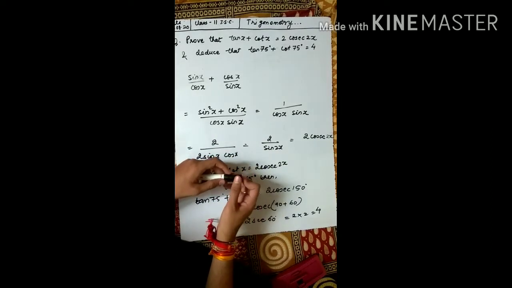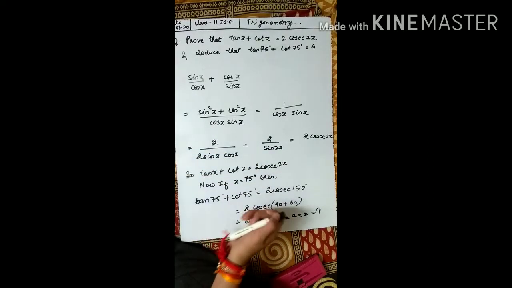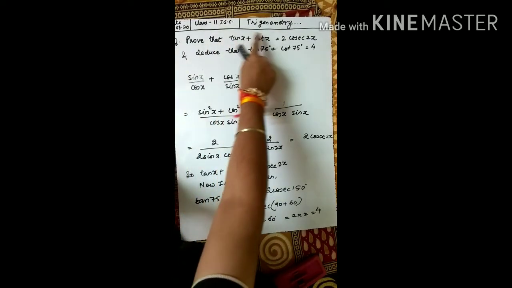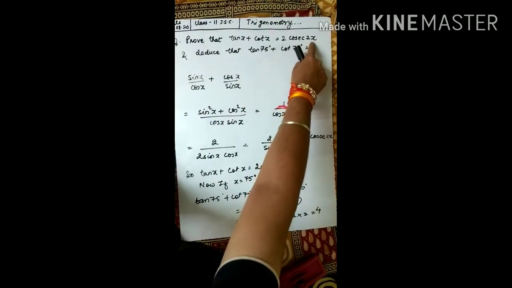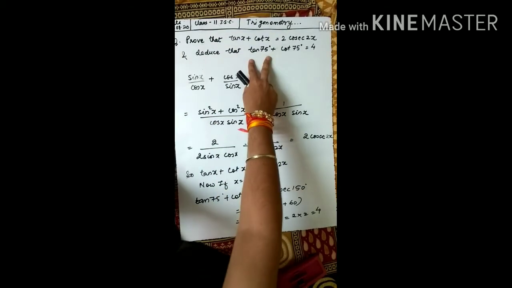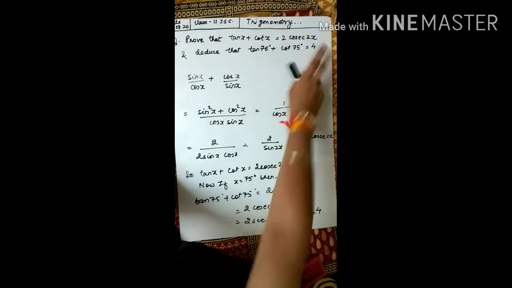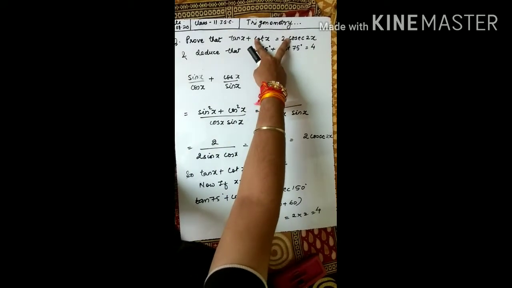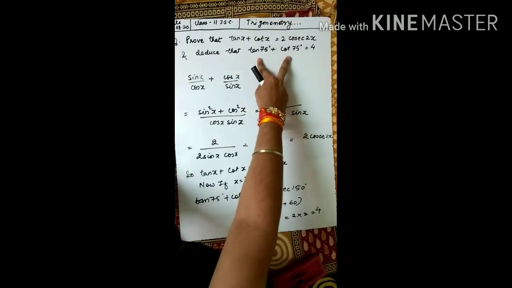We are continuing with the 3.7 exercise. This is the first question we are going to do. Prove that tan x plus cot x is equal to 2 cosec 2x and deduce that tan 75 plus cot 75 is equal to 4. We have to prove. So first of all, let us prove this question and then we'll deduce this thing.